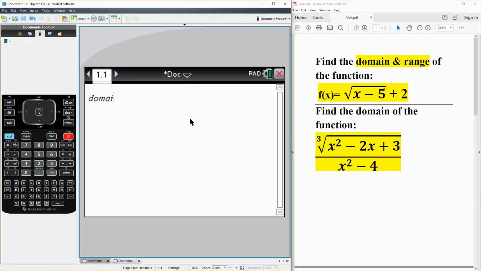See, before, when I had the word n, it's italicized. That means there's no command for n. But when I have the word domain, there is a command. That's why it's not italicized anymore. So that's a hint. Next, we're going to write what we have.